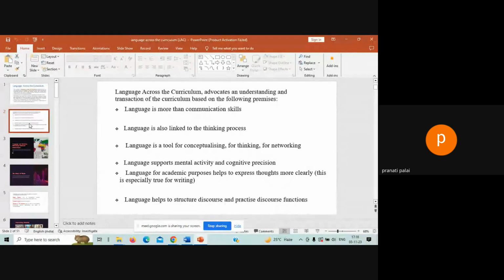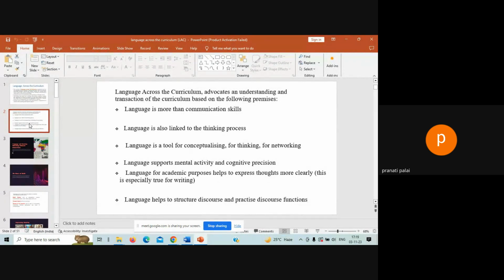So language is also linked to the thinking process. Language is also linked to the thinking process of a child. Whatever we are thinking, we are expressing it through language. Language is a tool for conceptualizing, for thinking, for networking ideas and values. Language supports mental activity and cognitive precision.